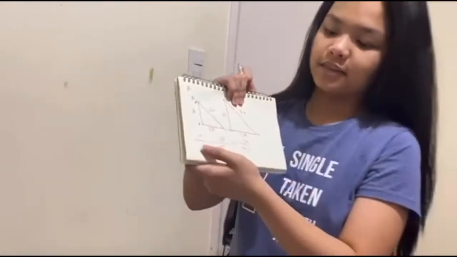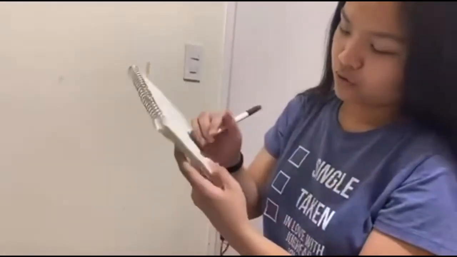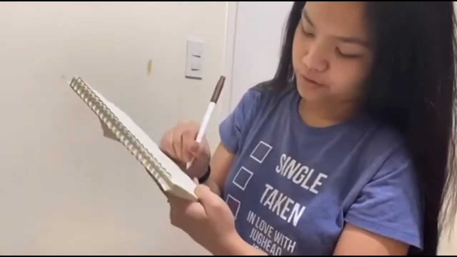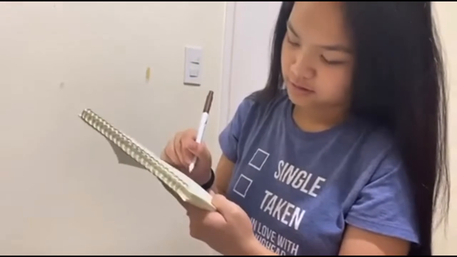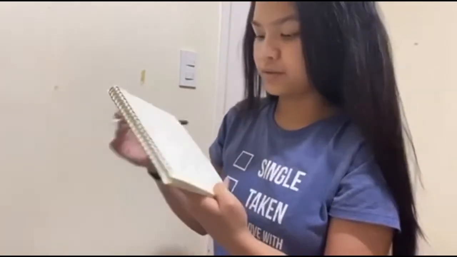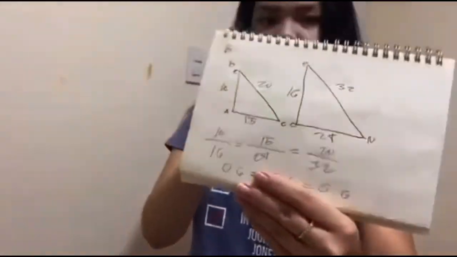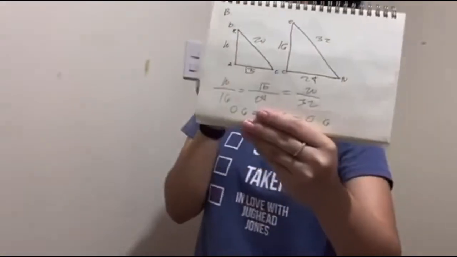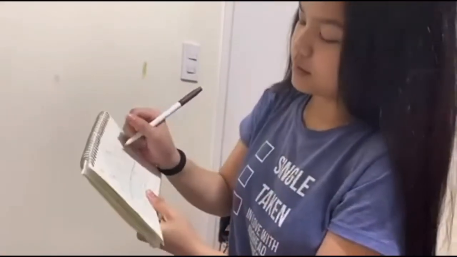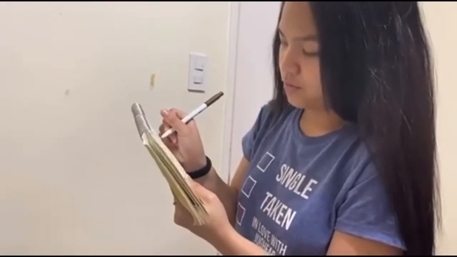Then I calculate them individually to see their fraction form. So 0.6 equals 0.6 equals 0.6. So that's how I did it. So I could know that they're similar because they're all congruent sides. And for that, it is the side-side-side theorem. So this is an example of the side-side-side theorem. And that is all. Thank you.